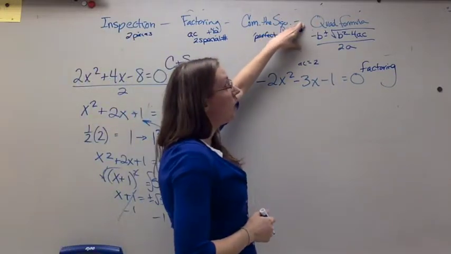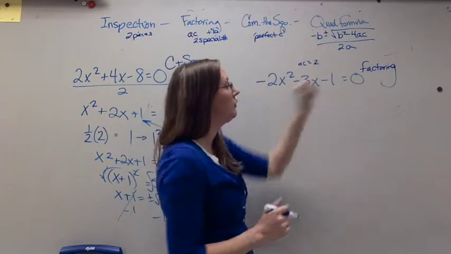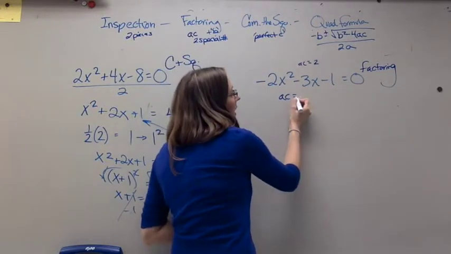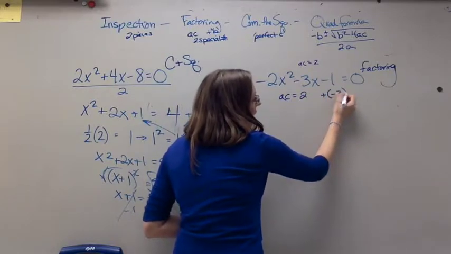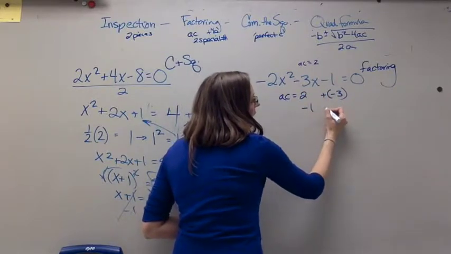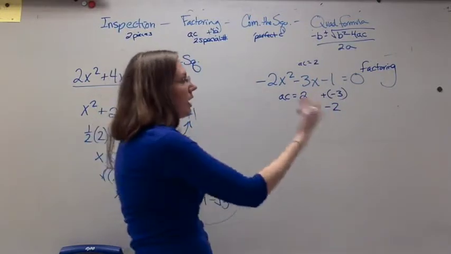Maybe the quadratic formula will end up being what you would have chosen, and that's fine if you chose that, but I would do factoring. So again, AC was positive 2. It had to add to negative 3, and my two numbers were negative 1 and negative 2. So just like with the first one, I'm going to now rewrite it in 4 pieces.